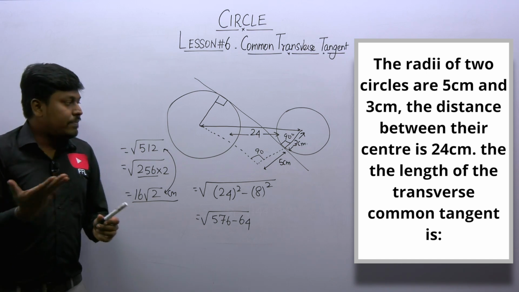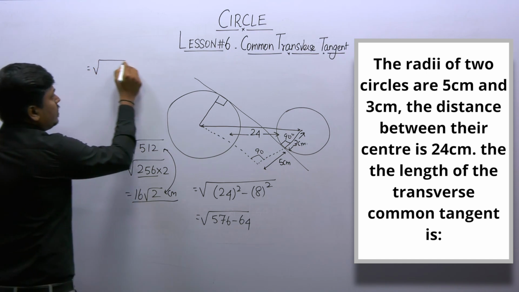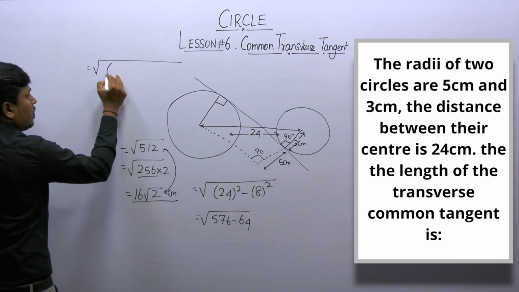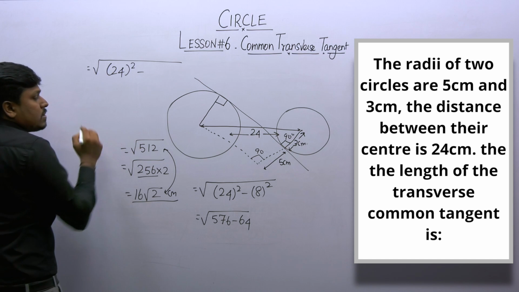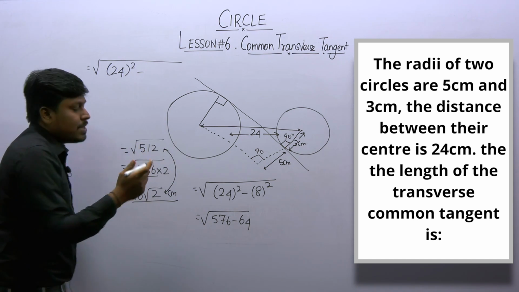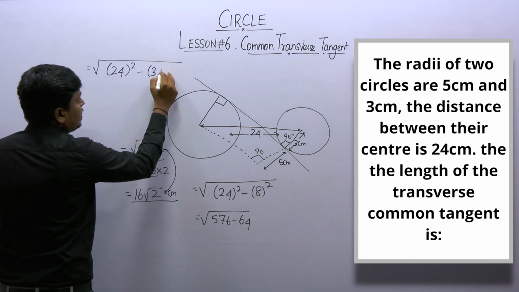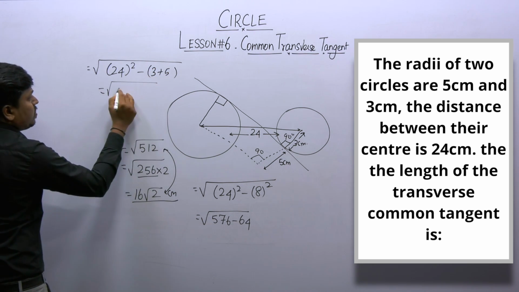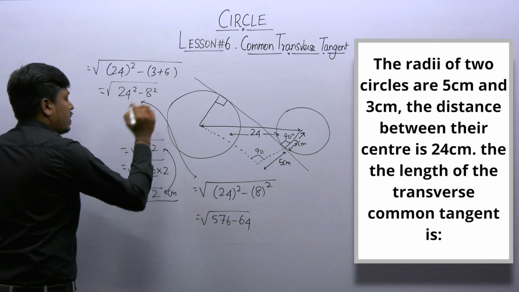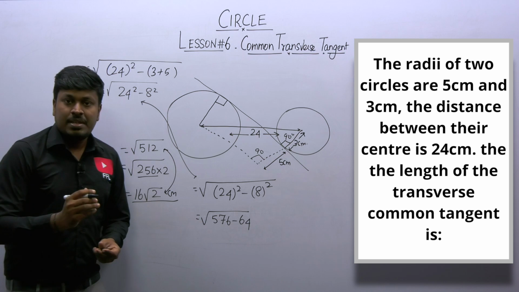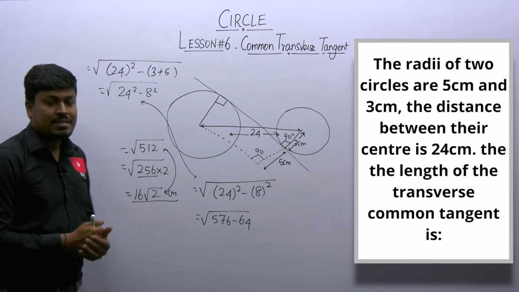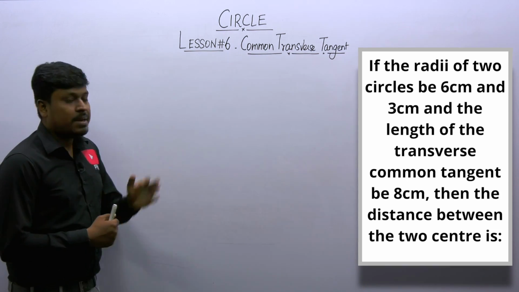Is it easy or not? If you go with the formula, what is the formula that we learned? Square root of the distance between the centers squared minus, in the previous lesson it was R1 minus R2, but in this lesson, R1 plus R2. So R1 plus R2 will be 3 plus 5. So 24 square minus 8 square. That's it, same step here. Got it? So finally the answer for question number 2 is, the length of the common transverse tangent is 16 root 2 centimeter. Question number 3.